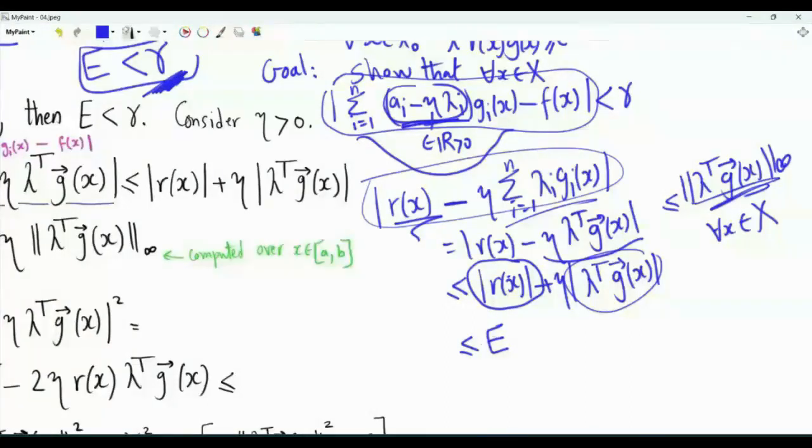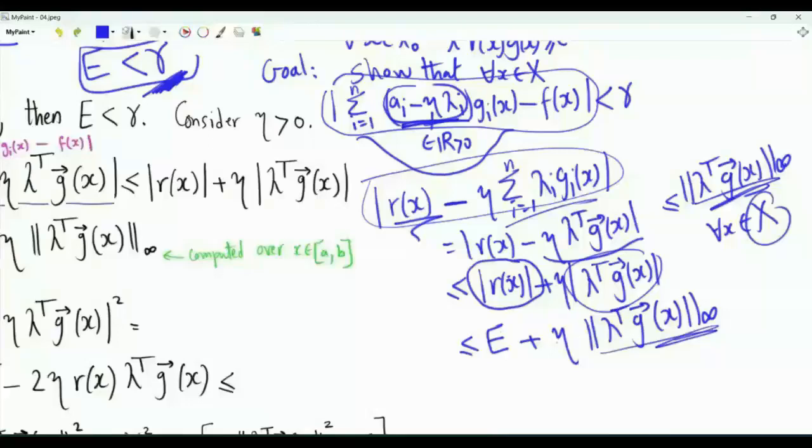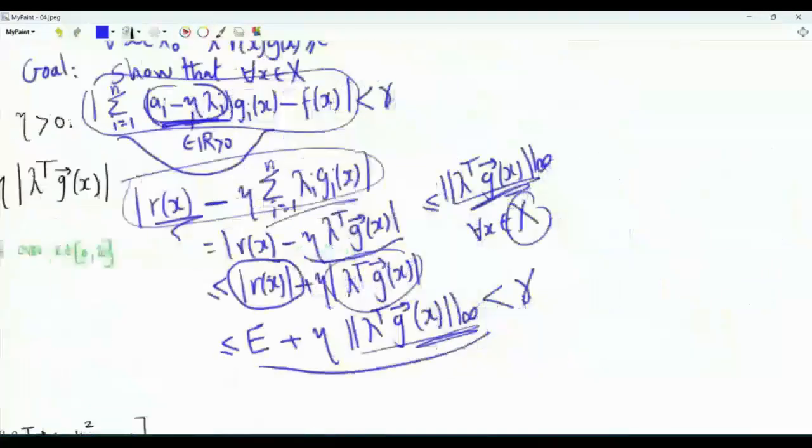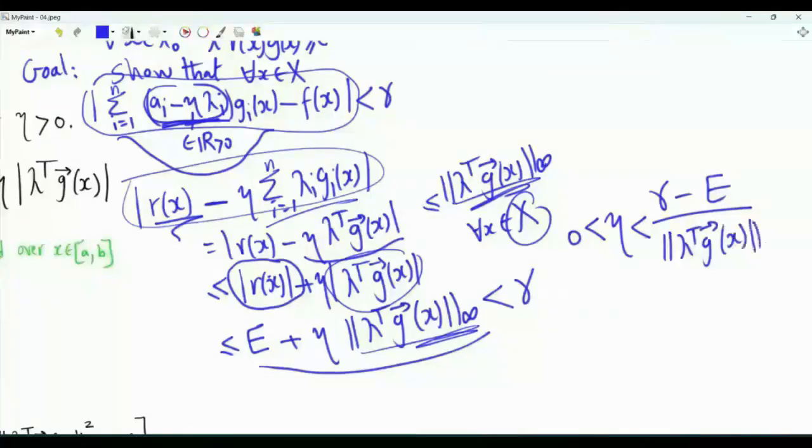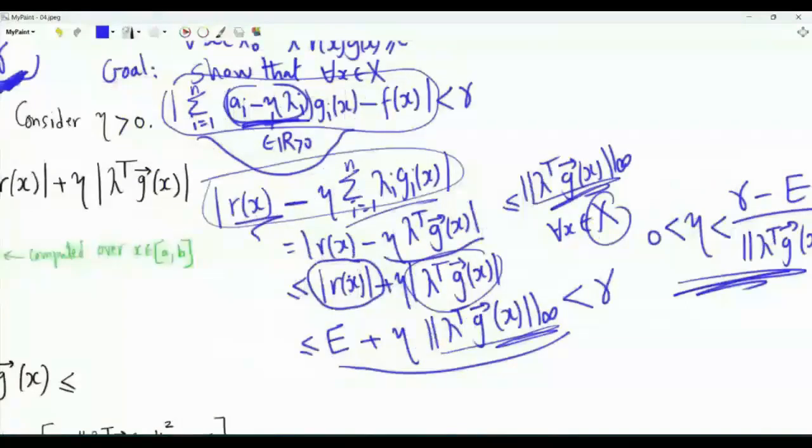So this magnitude is less than or equal to epsilon plus eta, and then the L infinity norm of lambda transpose g arrow of x. Can we choose eta such that this upper bound is strictly less than gamma? Yes, if we choose eta, which is positive, to be less than gamma minus epsilon divided by the L infinity norm. For any eta obeying this condition, we are able to make this magnitude of the modified residual strictly less than gamma, which is the L infinity norm of the residual if we use the coefficients a1, a2 to aN.